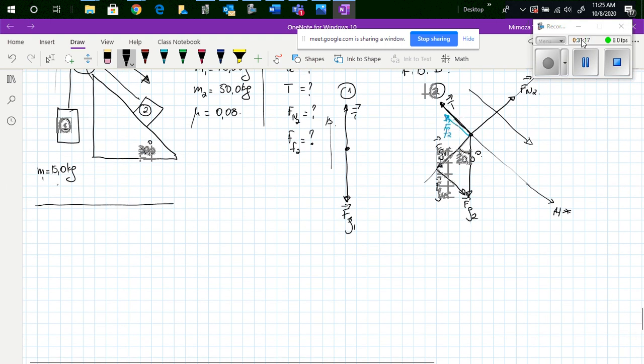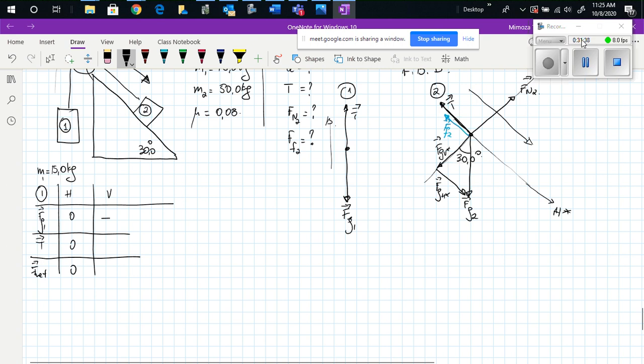So for object 1 it is easy because the horizontal is all zeros. So we'll have force of gravity 1, tension, and force net. 0, 0, 0 for the horizontal, and for the vertical we'll have negative 15 times 9.81, which is 147.15. I should remember this. Positive T. Now the object is moving up, so it's moving in the same direction as the positive vertical axis.